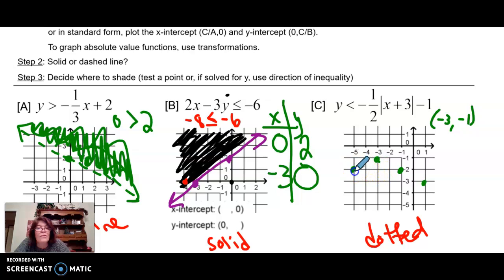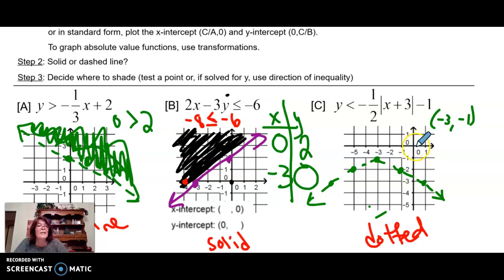Down 1/2, down 1/2. My line's going to be dotted. I reminded myself of that because there's no equal to sign. So, okay, this is what my V looks like. It's a wide V opening down with the vertex at -3, -1. And now I don't know if I should shade everything above the V or everything under the V.